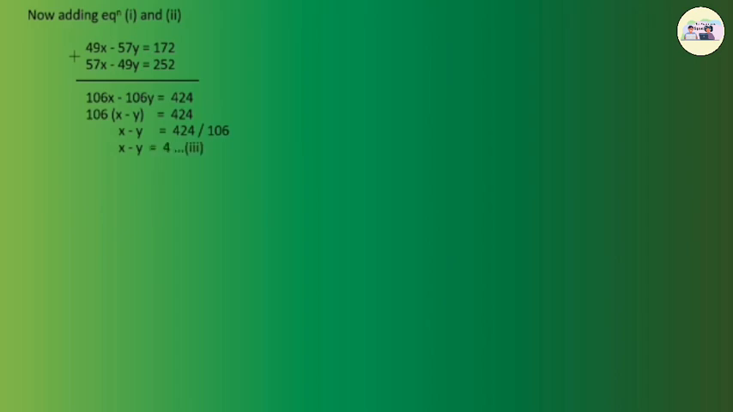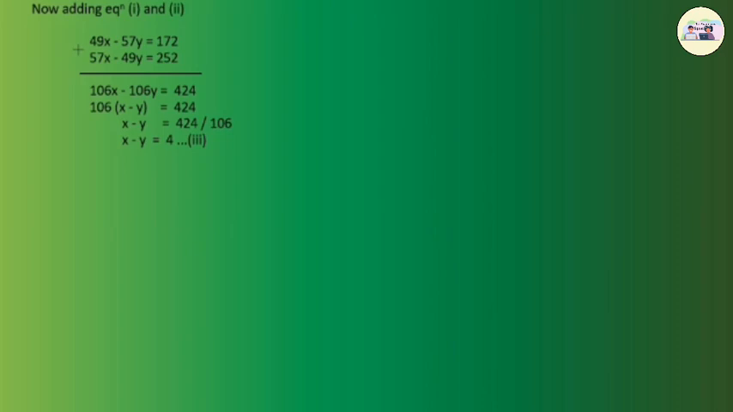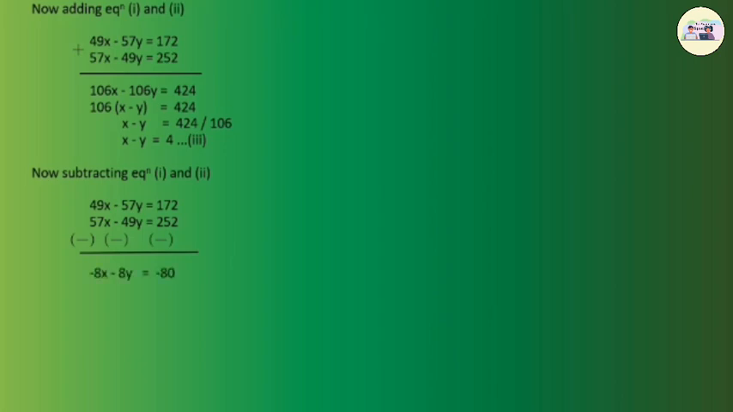Adding the equations. After adding the first and the second equation, we get the answer as 106x minus 106y equals 424. Dividing the equation by 106, we get x minus y equals 4. We'll name this equation as 3. Subtracting the equations. After subtracting the first and the second equation, we get the answer as minus 8x minus 8y equals minus 80. Dividing the equation by minus 8, we get x plus y equals 10. We'll name this equation as equation 4.